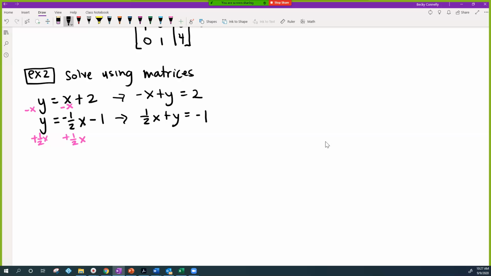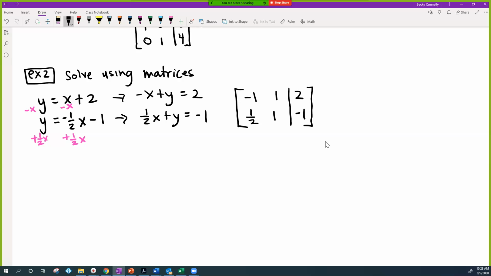All right, so now we can change it to matrix form. So let's do that. I get -1, 1, and then 2. And on the bottom, I have 1/2, 1, and -1. Okay, so where do you think would be a good place to start?